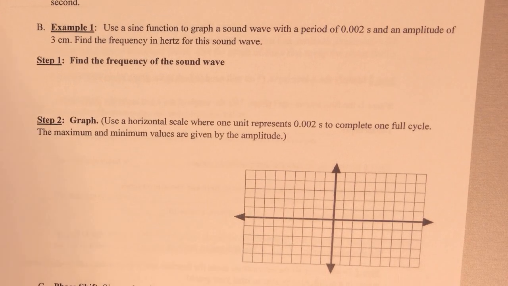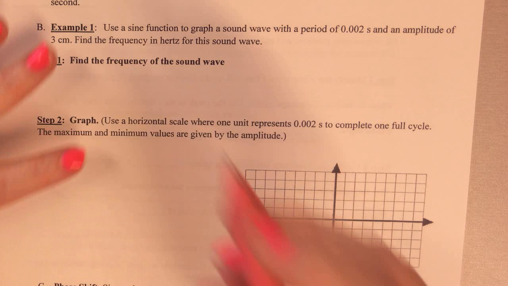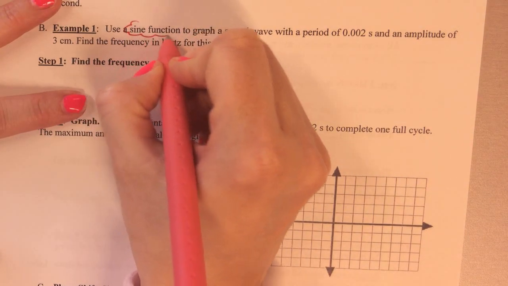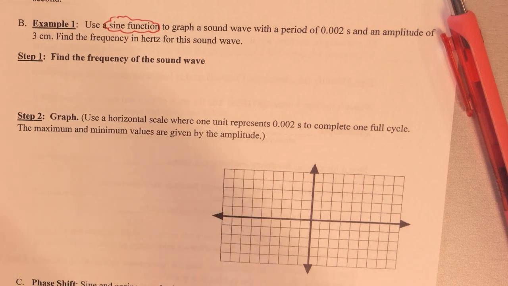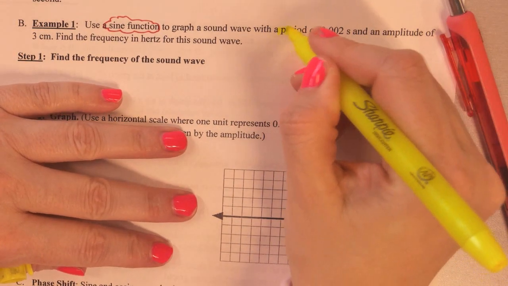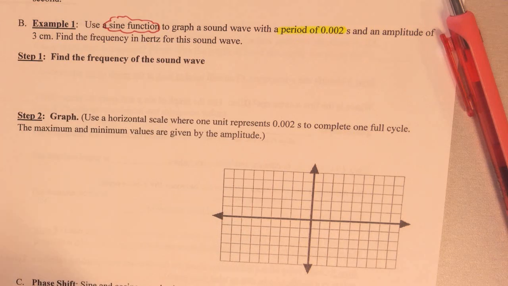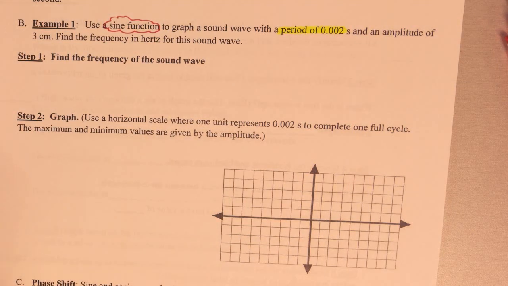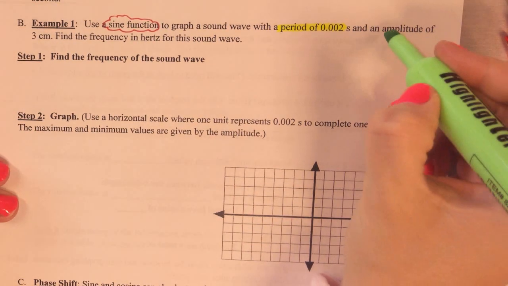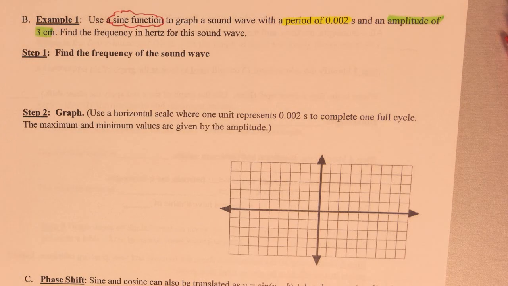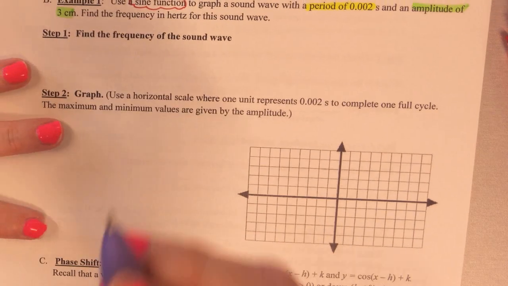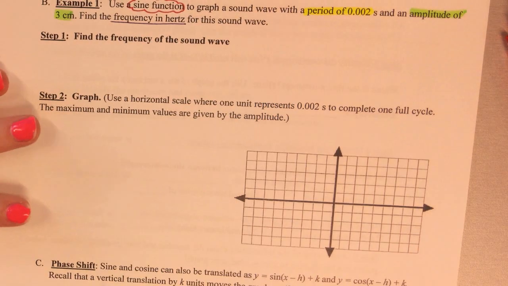Okay, you can see that I've boxed in a few things to help me. So I know that it's a sine function. I'm given the period. And I'm given the amplitude. What we have to find is the frequency in hertz for the sound wave.